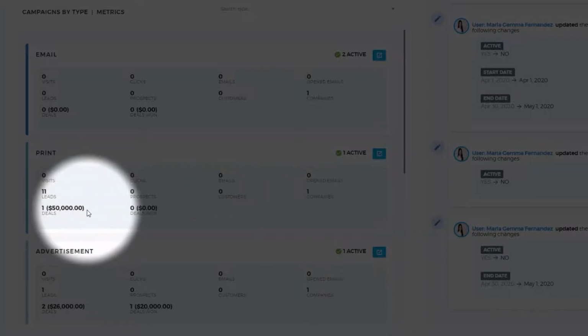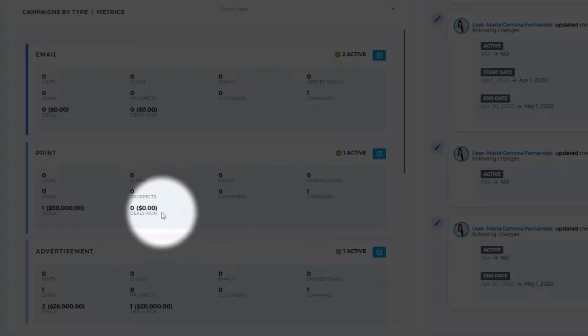The total leads generated from your campaign for a specific metric. The total prospects generated from the campaign. The total customers generated from the campaign. The total companies generated from the campaign. The total deal set for the specific campaign. The total number and total amount of deals won generated from the campaign.